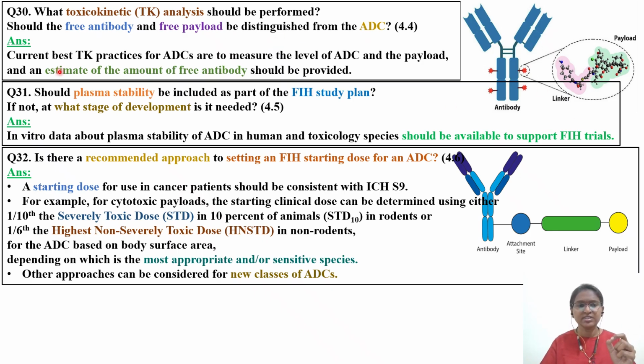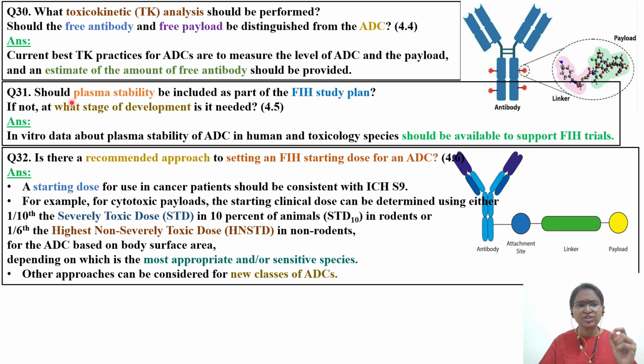So the agency answers: current best TK practices for ADC are to measure the level of the ADC completely, the payload, and an estimate of the amount of the free antibody. Once it is released from the conjugated antibody, this free antibody you have to measure. The amount of free antibody should be provided. So in the case of TK, you have to measure the level of ADC, the level of payload, as well as the level of free antibody in plasma.